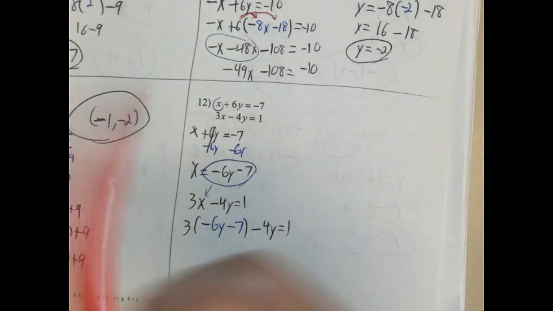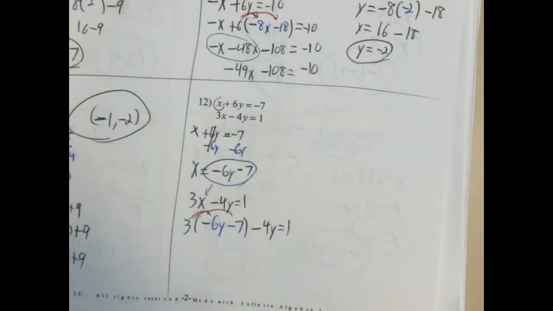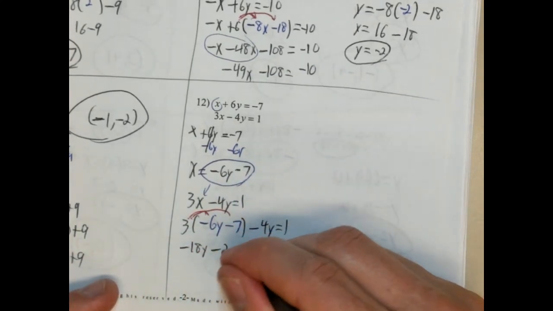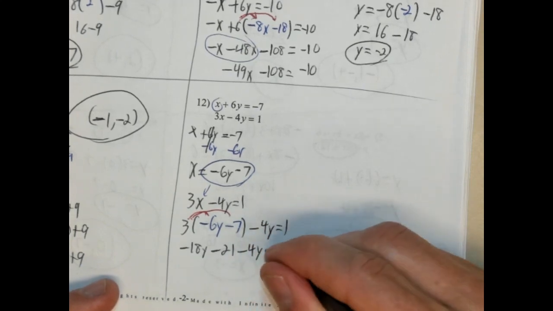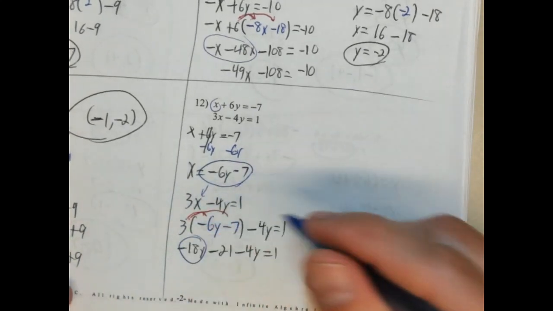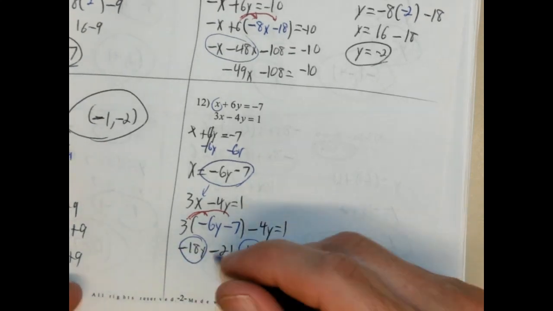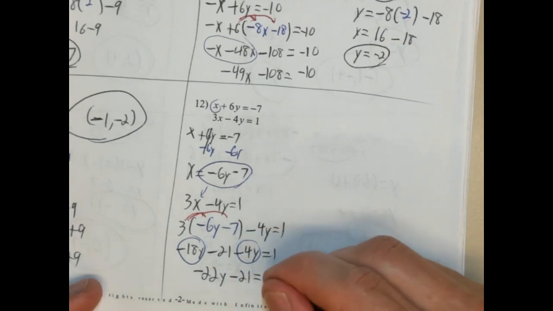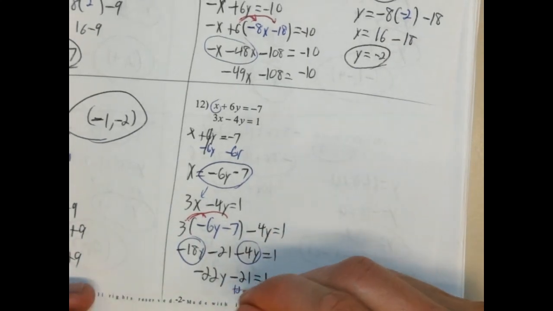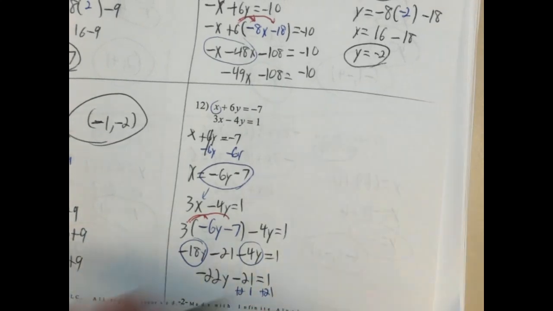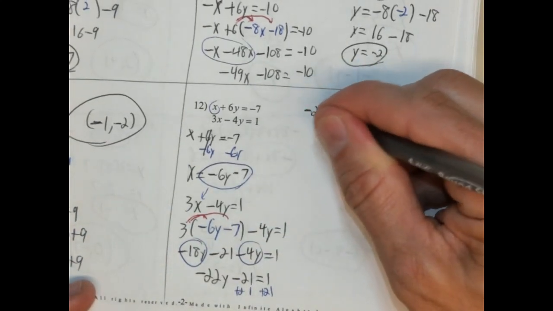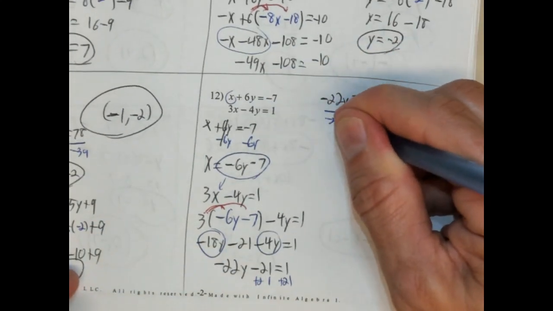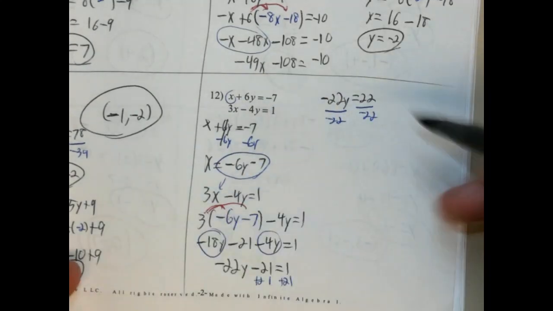We're going to distribute this 3. All right, so we have negative 18y and minus 21 minus 4y equals 1. We're going to combine like terms, so we have negative 18y and negative 4y, so it's going to be negative 22y minus 21 equals 1. So we're going to add 21 to both sides. Let's rewrite that up here. So negative 22y equals 22. We're going to divide by our coefficient, which is negative 22. And y will be equal to negative 1.